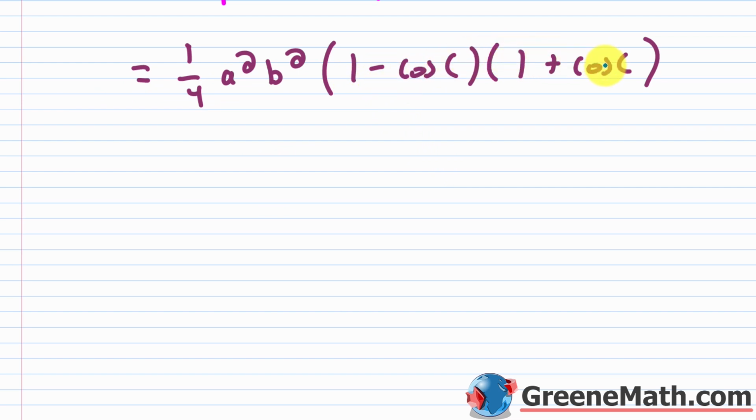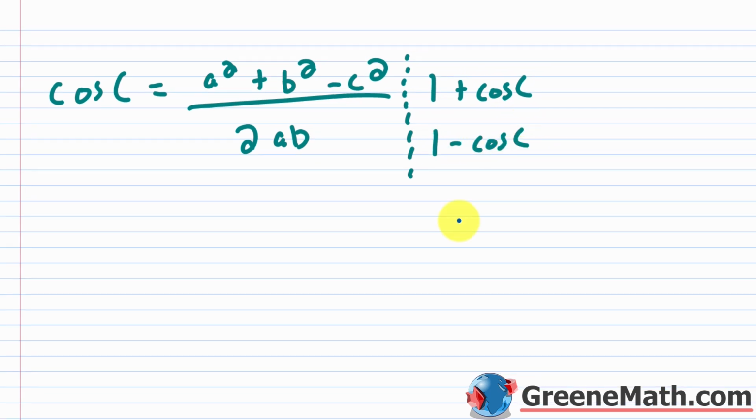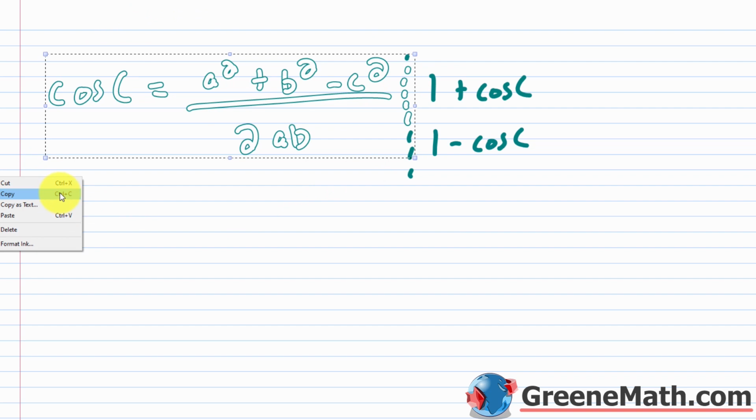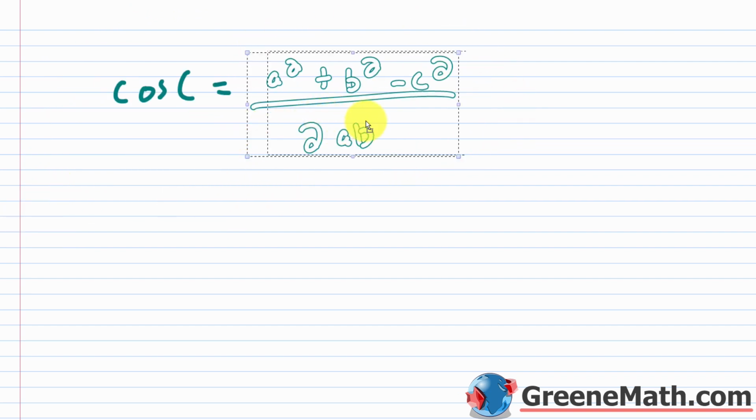So we're going to come back down, and we are going to figure out, let me put a little border here, we need 1 plus the cosine of C, and then we need 1 minus the cosine of C. All right, let's start by finding 1 plus the cosine of C, and then we'll move on to 1 minus the cosine of C. Let me grab this and copy this. Let me erase this and slide this down just a little bit.